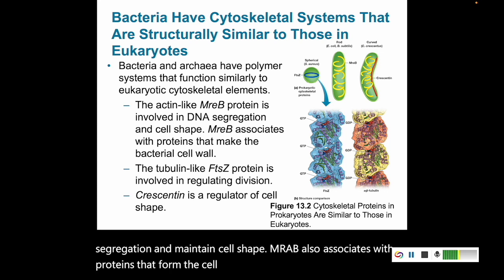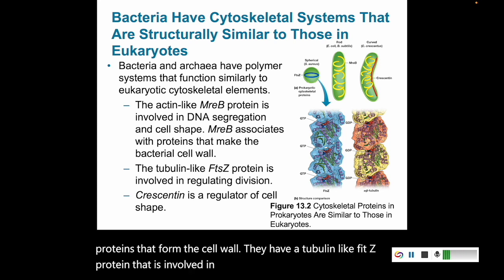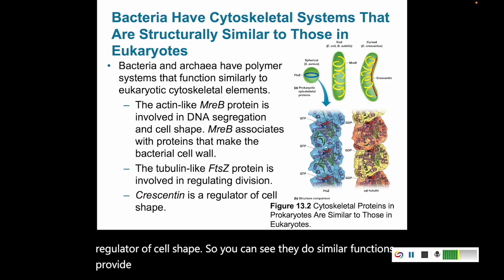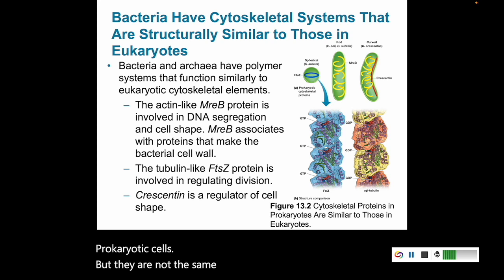They have a tubulin-like FtsZ protein that is involved in regulating cell division. And crescentin is a regulator of cell shape. So you can see they do similar functions, provide similar benefits to prokaryotic cells, but they are not the same proteins as we see in our eukaryotic cells.